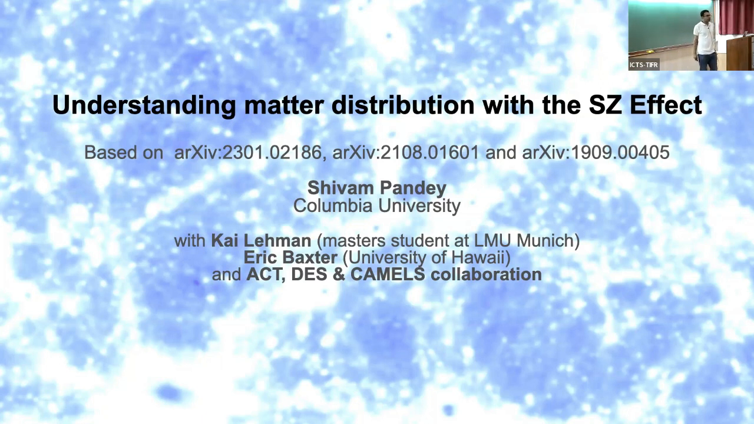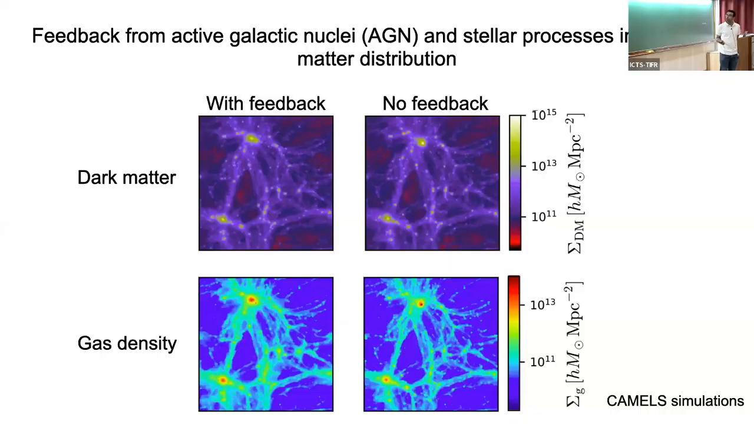Branching off from yesterday's discussion session, I'll be talking about how to understand matter distribution with the SZ effect. Yesterday, one of the worries, for example in understanding the S8 tension, was that we have to worry about baryons as we push to small scales. So it would be good to have some complementary constraints on how much baryonic feedback there is in the universe.